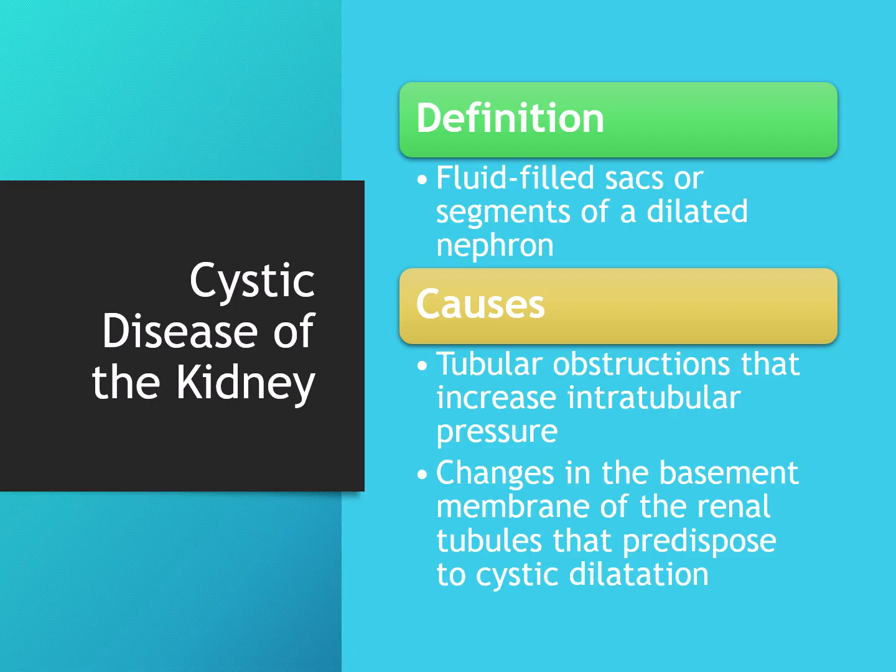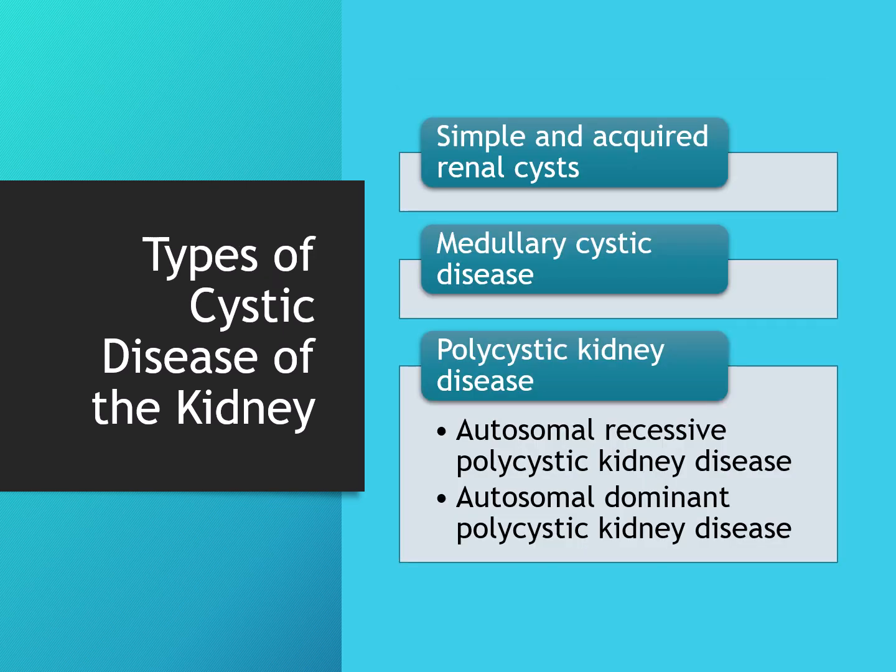But with cystic diseases of the kidneys, our patients are developing these fluid-filled sacs or segments within the nephrons inside of the kidneys that become dilated. And so the tissues surrounding those fluid-filled sacs start to stretch. This can be caused by things like tubular obstructions that increase the pressure inside of those tubules, and that's what's causing these fluid-filled sacs or outpouchings to occur. And they can also happen because of changes in the basement membrane of the renal tubules themselves that can lead to this cystic dilation of those tubules.